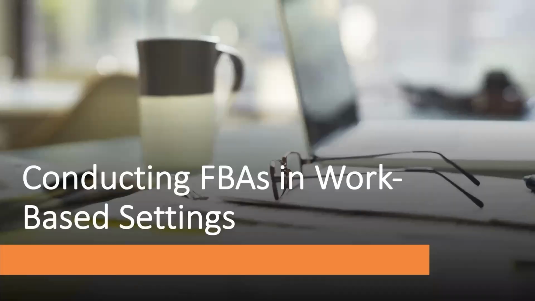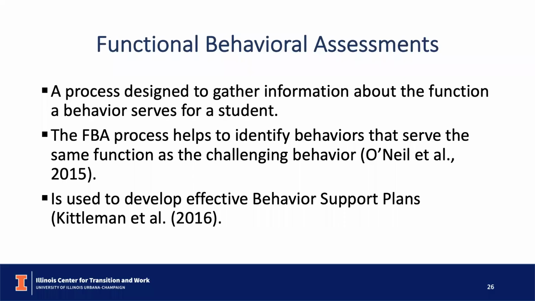So sometimes we have students with behaviors that are more challenging and require a functional behavior analysis. Here, we need to identify the function, why the student's engaging in the behavior, in order to identify a more appropriate replacement behavior and develop a behavior support plan. So a functional behavior assessment is a process that's used to gather information about the function the behavior serves for the student. And this process helps to identify behaviors that serve the same function as the challenging behavior. And this is what is used to develop behavior support plans.